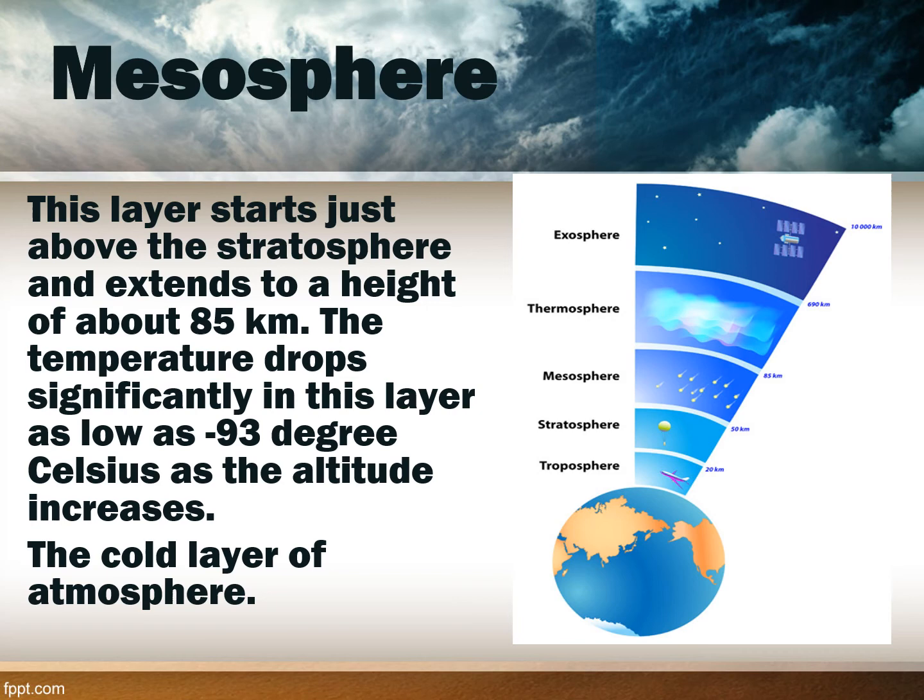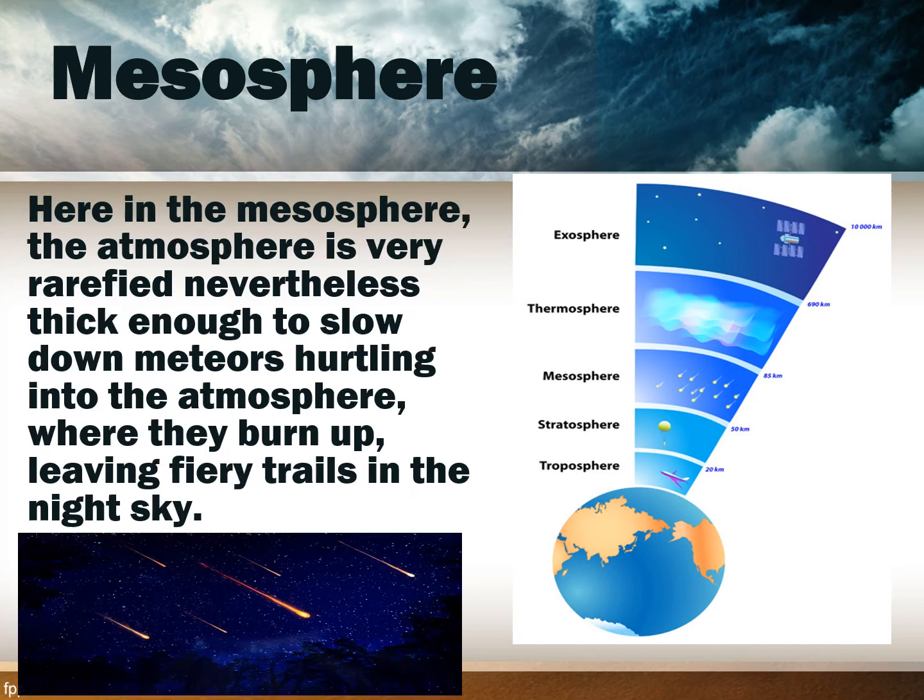Okay. Let's talk about now the next sphere, which is the mesosphere. This layer starts just above the stratosphere and extends to a height of about 85 kilometers. The temperature drops significantly in this layer, as low as negative 93 degrees Celsius, as the altitude increases. The coldest layer of the atmosphere. Here in the mesosphere, the atmosphere is very rarefied. Nevertheless, it is thick enough to slow down meteors hurtling into the atmosphere, where they burn up, leaving fire tails in the night sky, showing as our shooting stars.